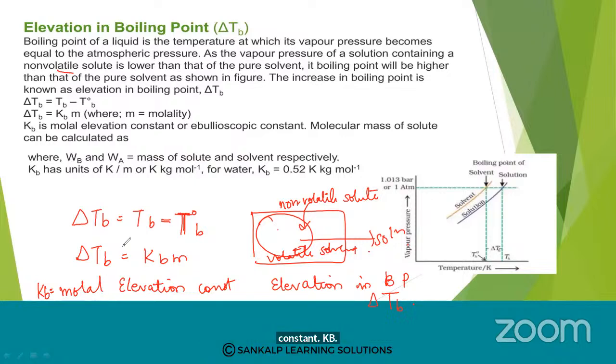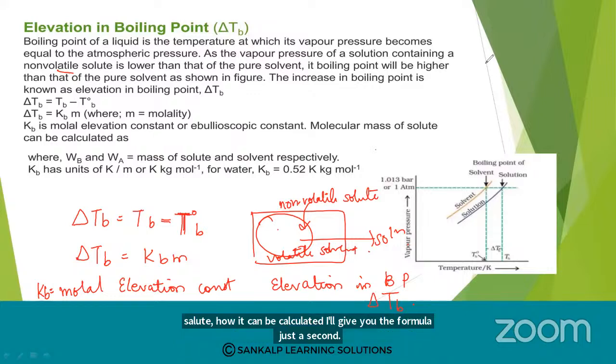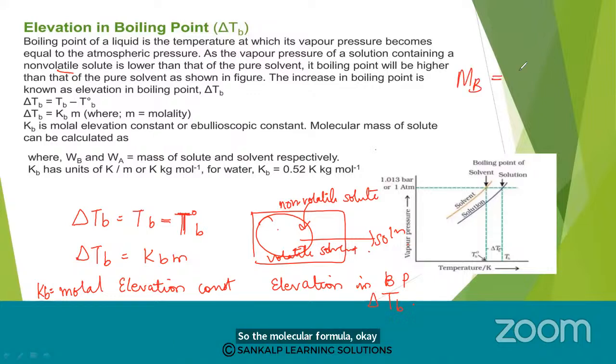And the molecular mass of the solute, how can it be calculated? I'll give you the formula. Just a second. So the molecular mass can be calculated by MB is equal to 1000 into KB into WB divided by delta TB into WA. So this is a formula by which we can calculate the elevation in boiling point.